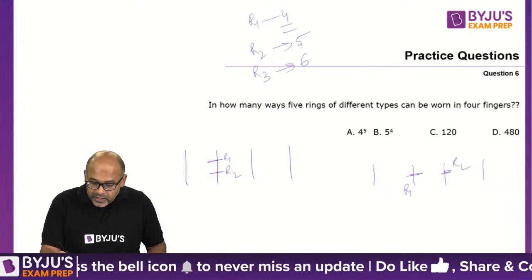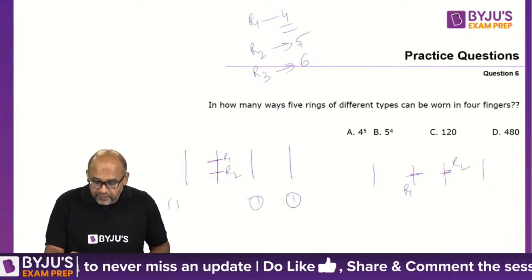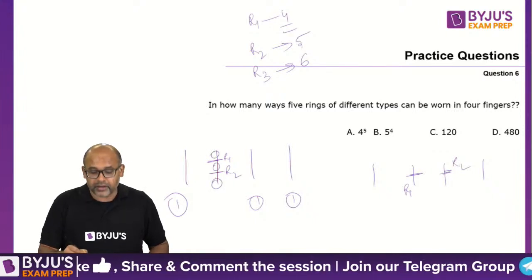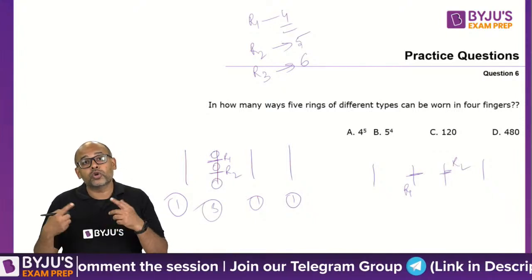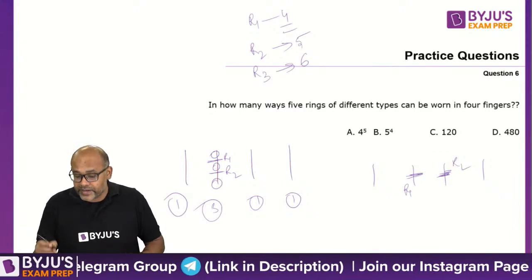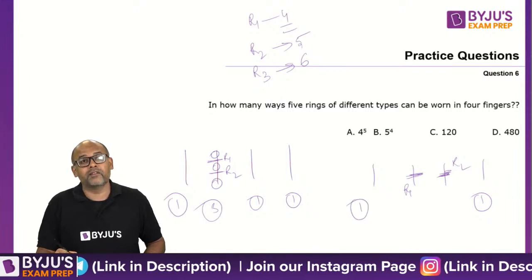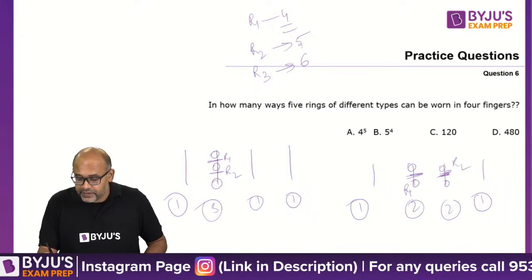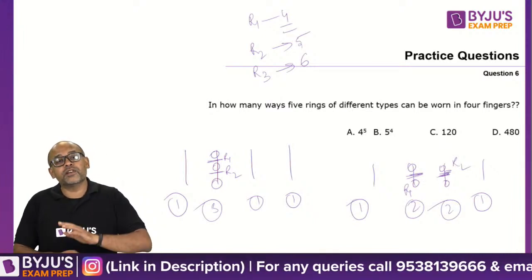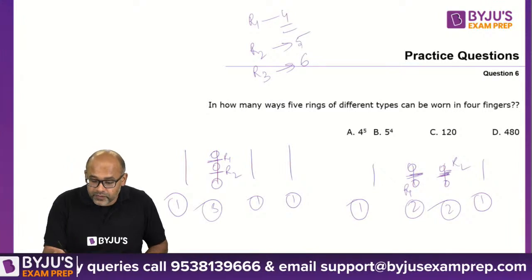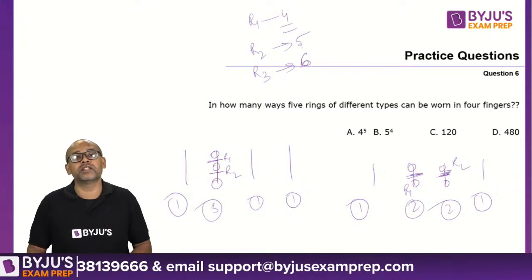How 6 ways? Look at it. 1 way, 1 way, 1 way. 3 ways. And it could be here, here or here. 3 ways. So totally 6 ways. Even if it is like this, you'll still see it is 6 ways. How? 1 way, and 2 ways, and 2 ways. So the third ring, whatever happened before it, will always have 6 ways.